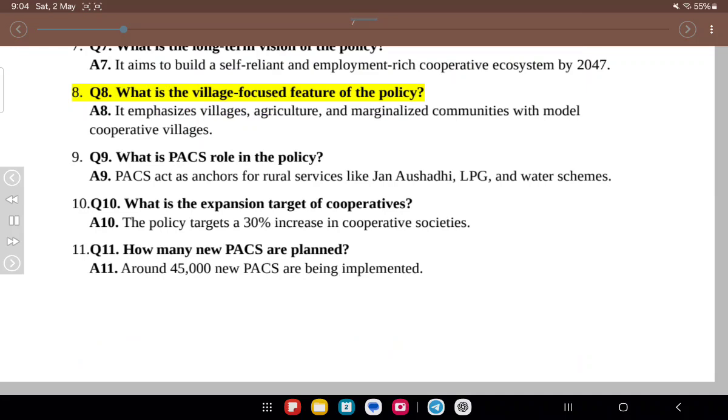8. Q8. What is the village-focused feature of the policy? A8. It emphasizes villages, agriculture, and marginalized communities with model cooperative villages. 9. Q9. What is PACS's role in the policy? A9. PACS act as anchors for rural services like Jan Aushadhi, LPG, and water schemes. 10. Q10. What is the expansion target of cooperatives? A10. The policy targets a 30% increase in cooperative societies. 11. Q11. How many new PACS are planned? A11. Around 45,000 new PACS are being implemented.